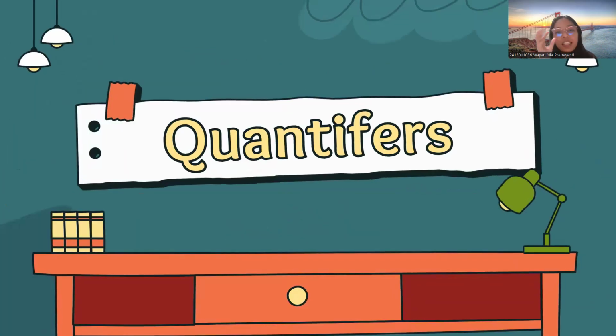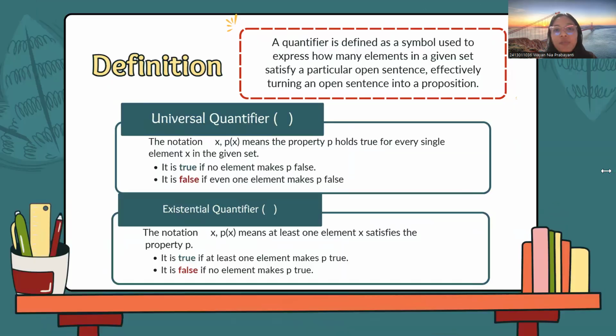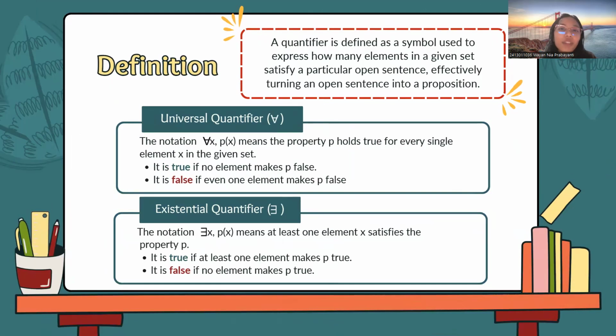The next topic is about quantifiers. What is a quantifier? Have any of you heard about quantifiers? No? Okay, let's see the definition. A quantifier is defined as a symbol used to express how many elements in a given set satisfy a particular open sentence, effectively turning an open sentence into a proposition.